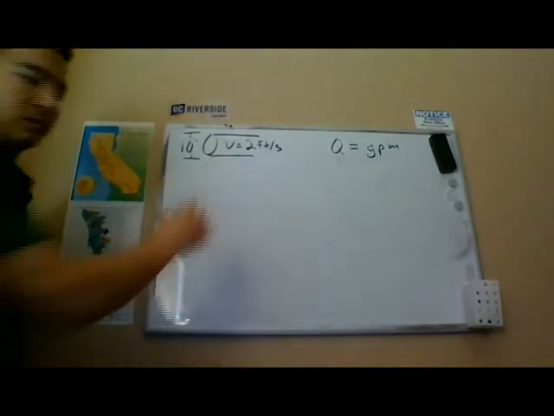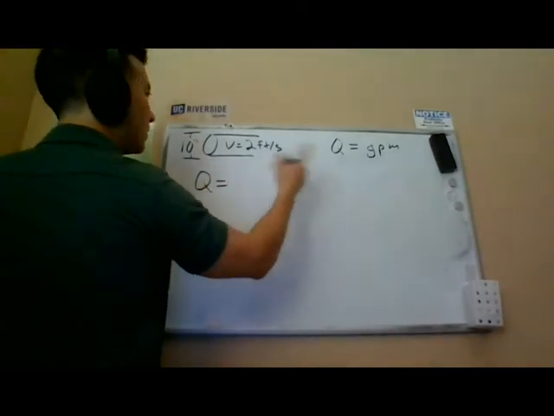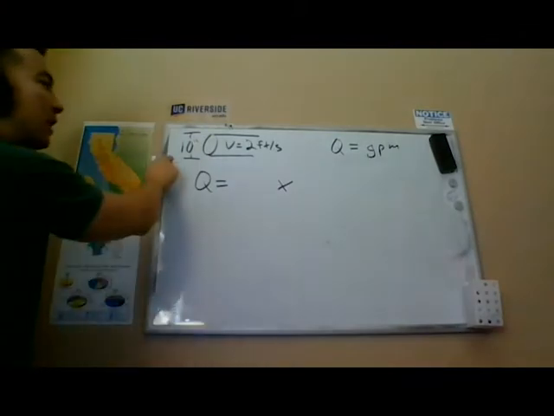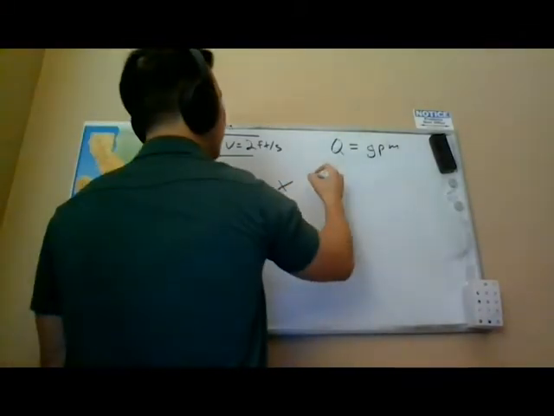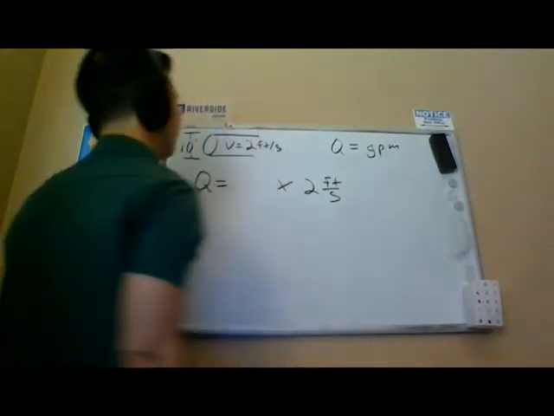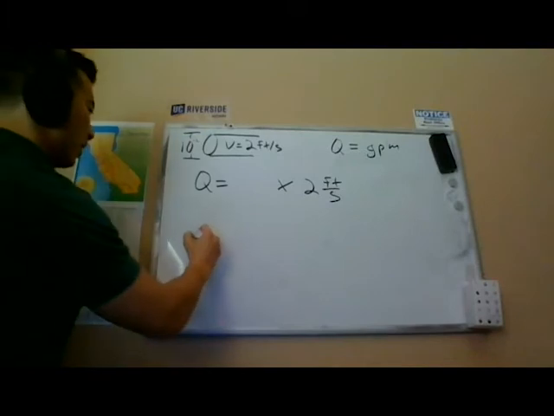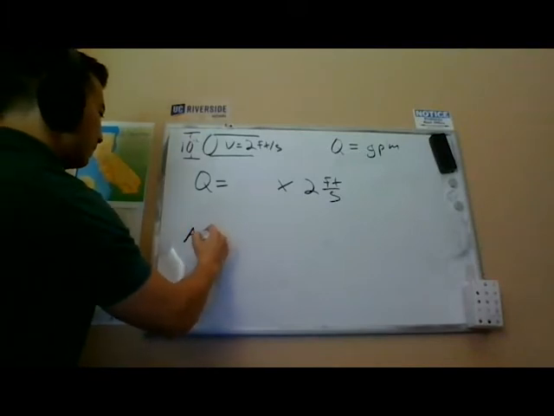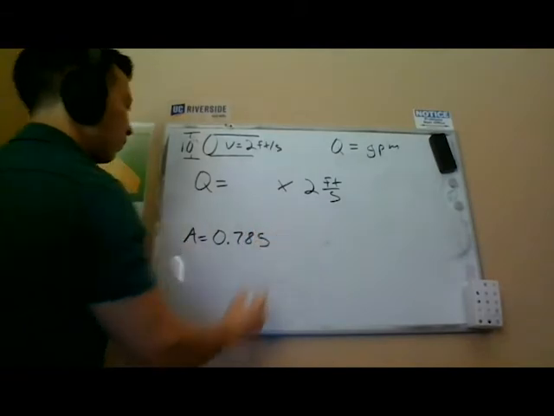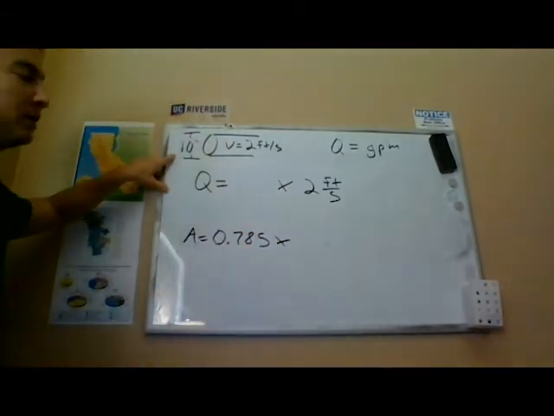So the same thing, we're going to use our same formula for Q equaling area times velocity. In this case, I don't have the area yet. I'm going to need to calculate it, but my velocity is going to be equal to that 2 feet per second. Okay, so now let's find our area. Area in this case is equal to 0.785, that's our formula for the area of a circle, times my diameter squared. In this case, my diameter is 10 inches.